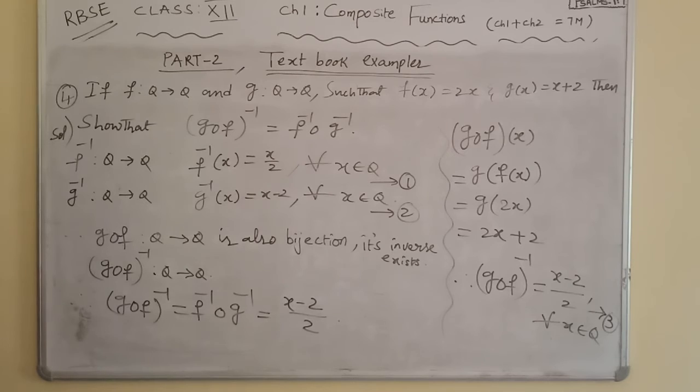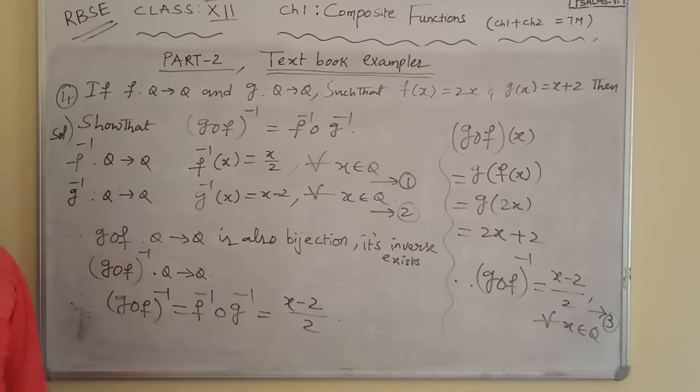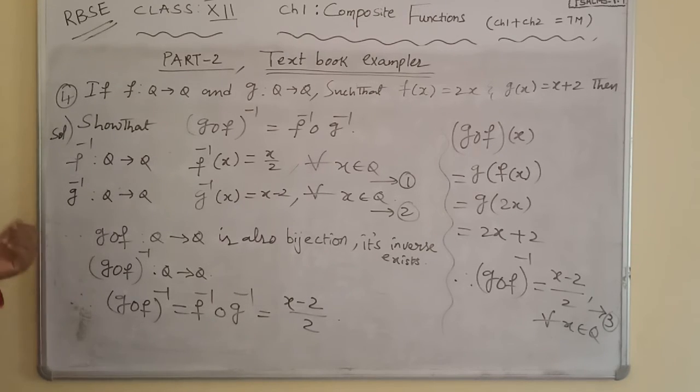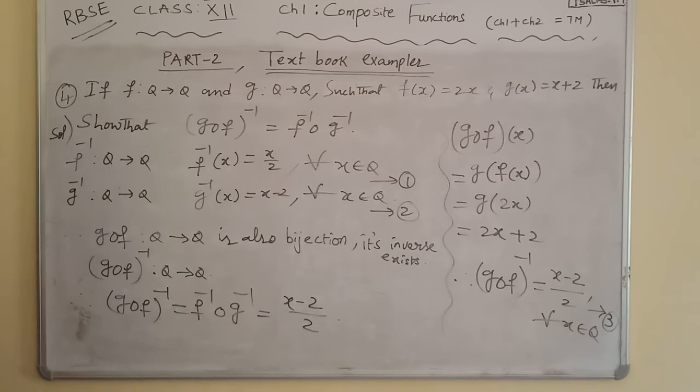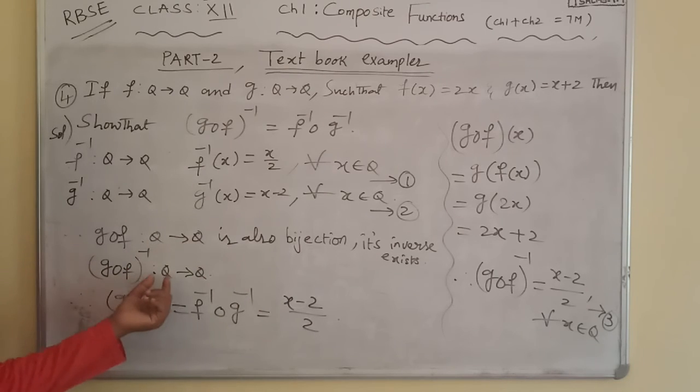So now, if these functions are defined, then automatically g∘f from Q to Q is also a bijection. Why it is a bijection: we already learned previously that if f and g are bijections, then g∘f is a bijection. If g∘f is a bijection, its inverse exists. Once its inverse exists, we can write (g∘f)⁻¹ maps Q to Q.